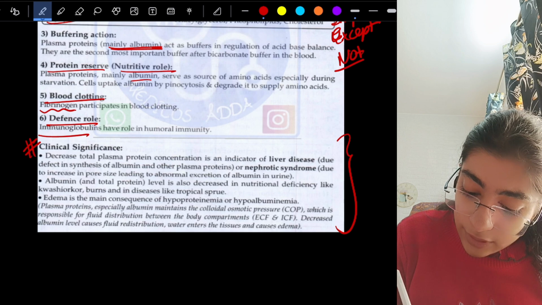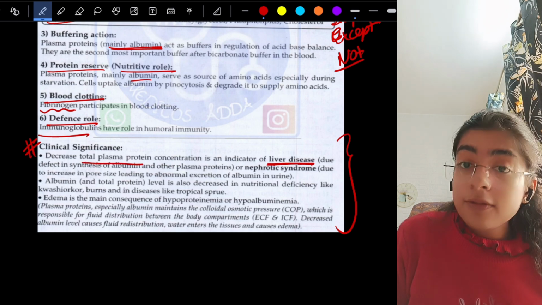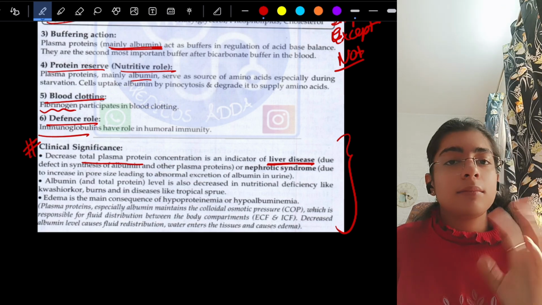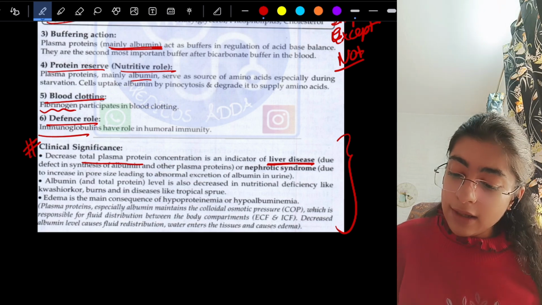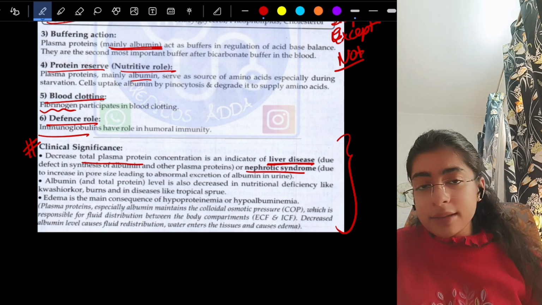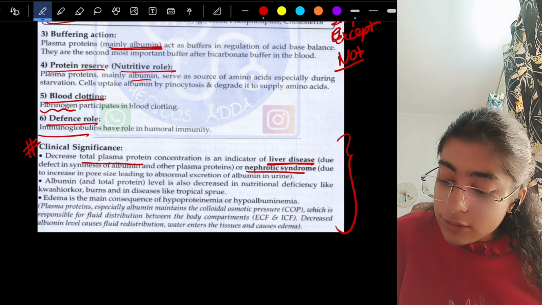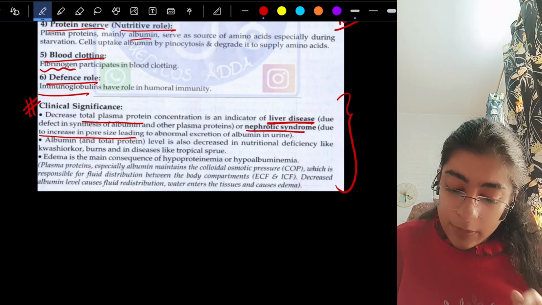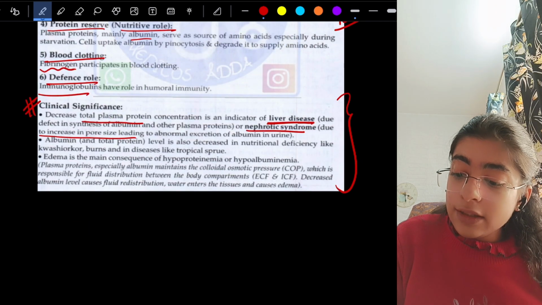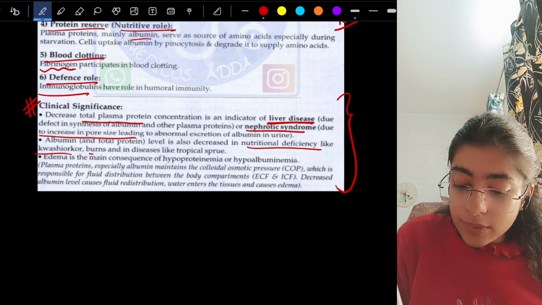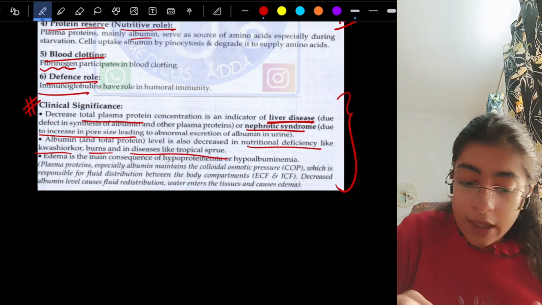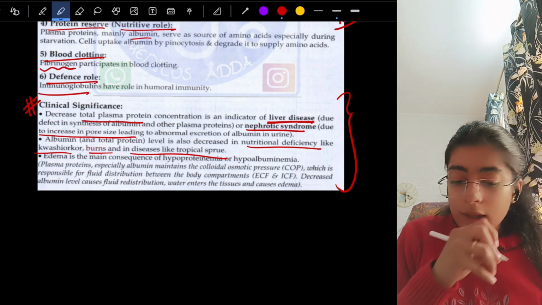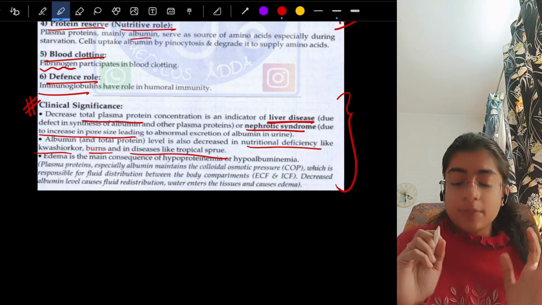Next, decreased total plasma protein concentration is an indicator of liver disease due to defect in synthesis, right? Liver is not well, then how will it make albumin well, right? Or nephrotic syndrome, where synthesis is not well or the excretion is more. So nephrotic syndrome, due to increase in pore size leading to abnormal excretion of albumin. Now, albumin level is also decreased in nutritional deficiencies like kwashiorkor, burns, and in disease like tropical sprue. So many times we forget this, burns, okay, and eventually we lose marks.